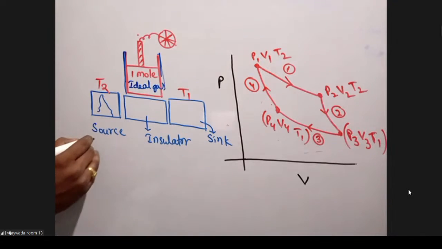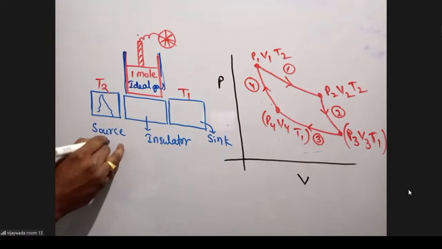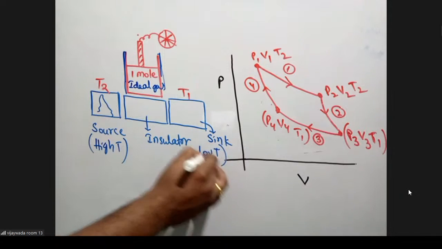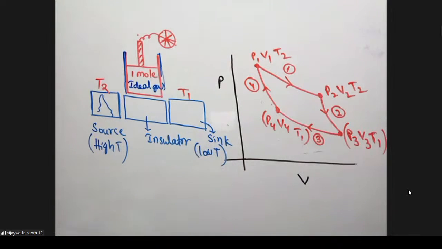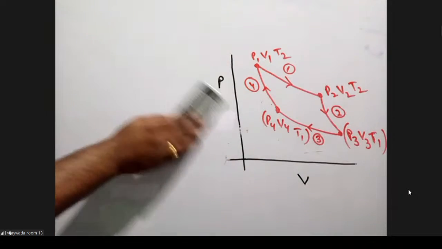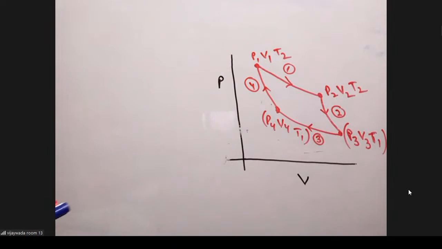So source is high temperature, sink is low temperature. Students completed? Okay. Now finally, what is the work done during this process?